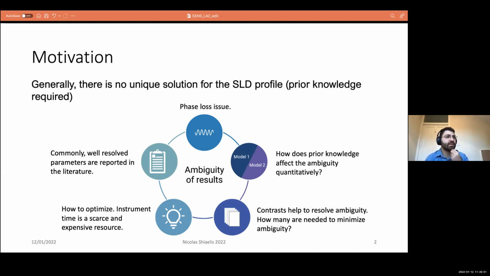And so a known way of reducing ambiguity is taking multiple contrasts. This is important as instrument time is scarce and an expensive resource, and not taking enough contrasts or taking too many is an issue. And also in the literature, we have commonly reported well-resolved parameters, and we need to know whether they are justified.